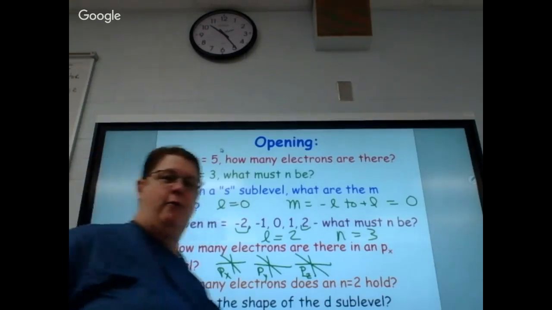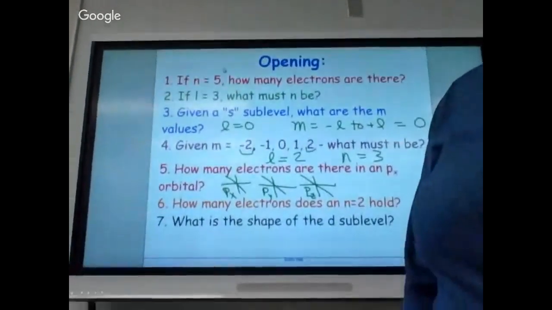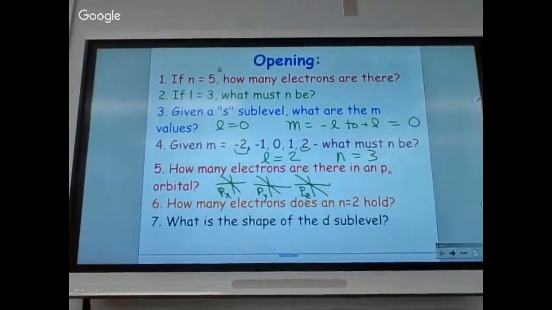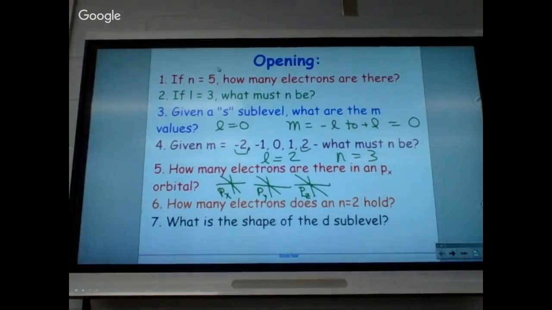All right. So, if we look at our homework, let's see if we can increase our odds. D is 4 lobed. F is flower. All of their names start with the first letter except for F. All right, so we're looking at number 1. F is flower. What's the L value of the P sublevel? 1. How many orbitals are in the P sublevel? 3.